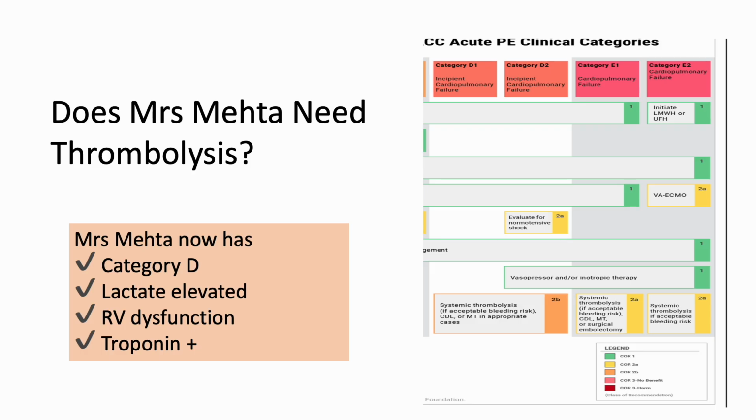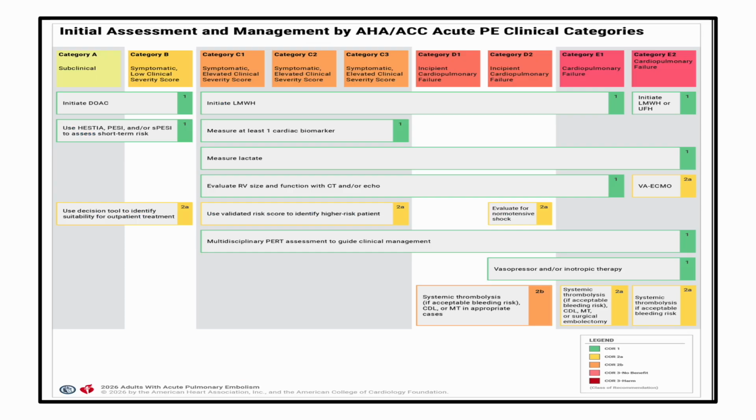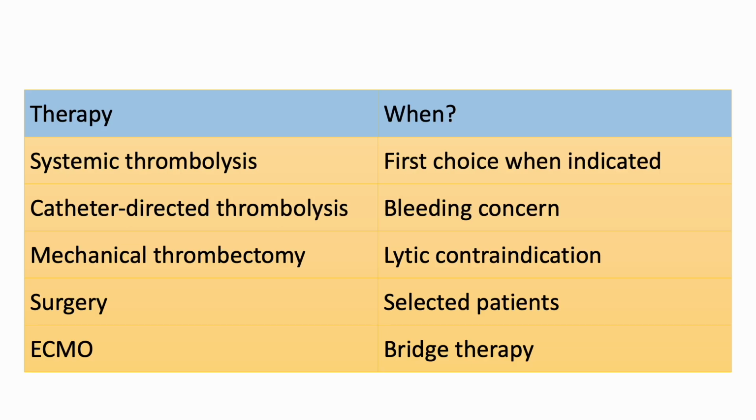Should she be thrombolized? PE is dynamic. Remember, the decision making will evolve as the patient's condition will evolve. So why would she not be considered for reperfusion earlier? When she was in category C2, she required no thrombolysis. But now in category D, we have to consider reperfusion because although she doesn't have persistent hypotension, she does have a normotensive shock. So going back to the same flow chart, this patient now is a candidate for systemic thrombolysis if not contraindicated. So systemic thrombolysis will be our first choice when indicated.